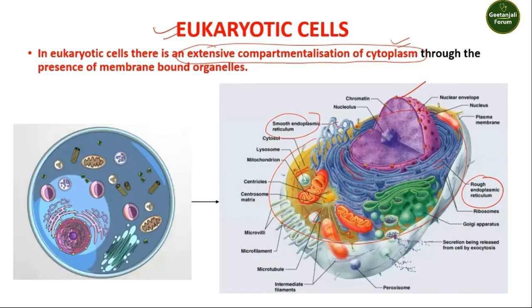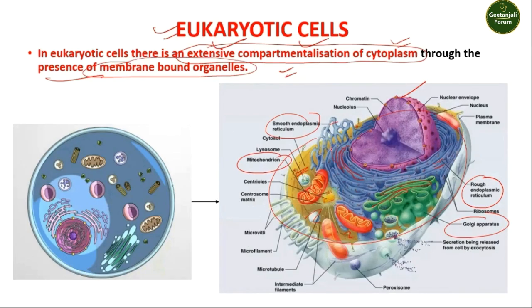So this is also contributing to compartmentalization. Then there is Golgi apparatus. Here also you can see compartments are present. Then there is mitochondria, which also has compartmentalization. Thus in the structure of a eukaryotic cell, there is extensive compartmentalization because membrane-bound organelles are present inside them.